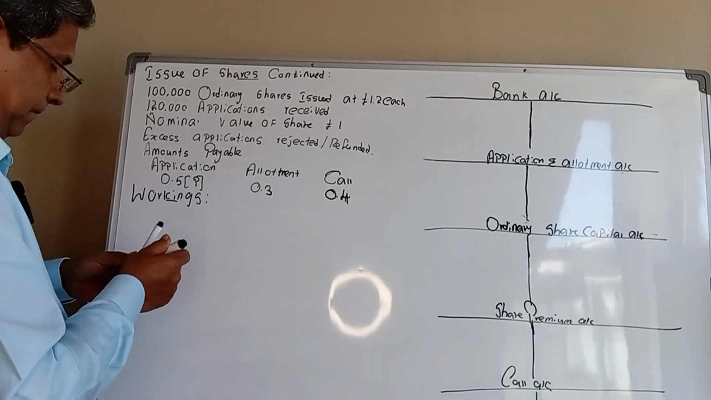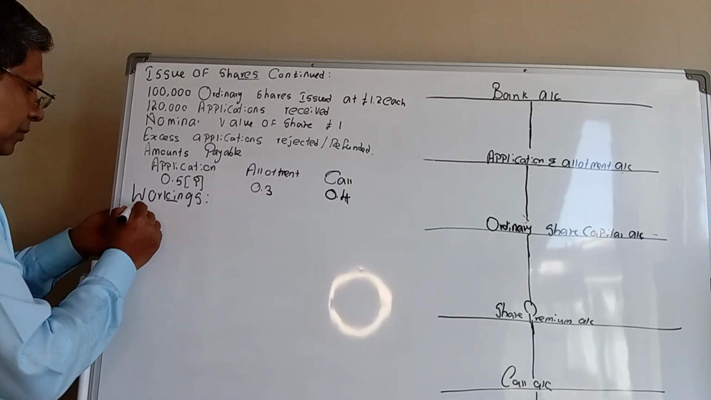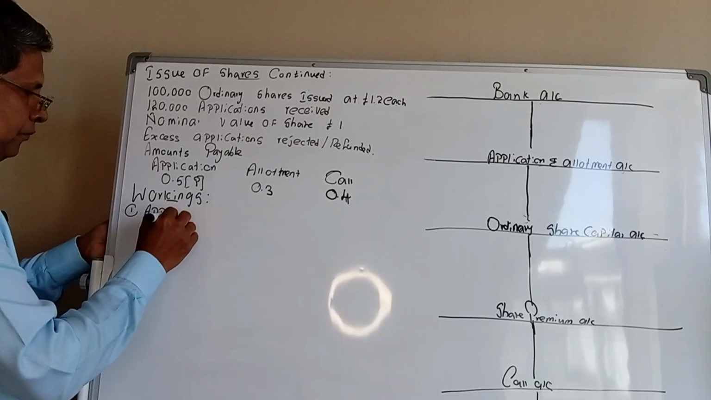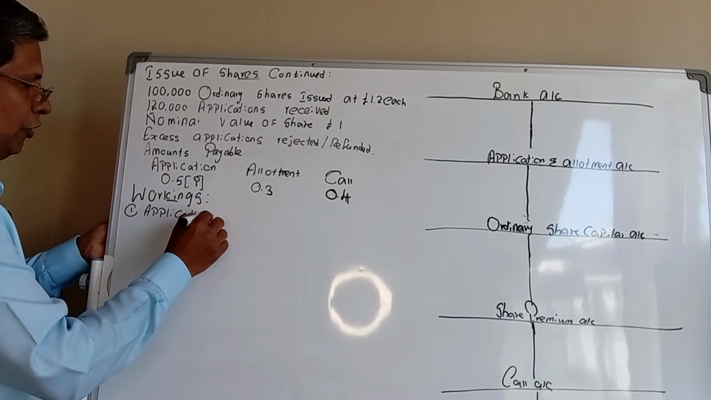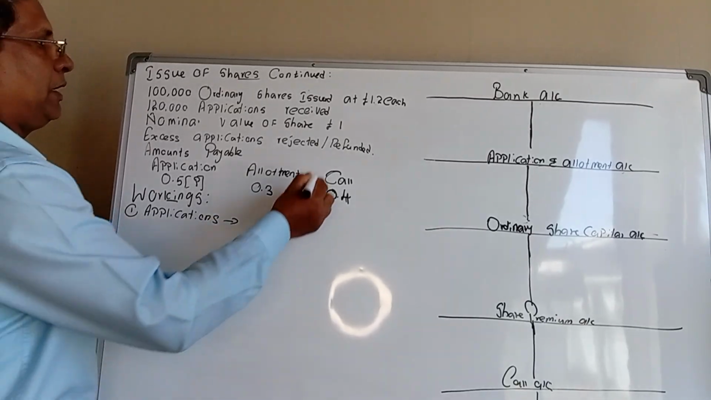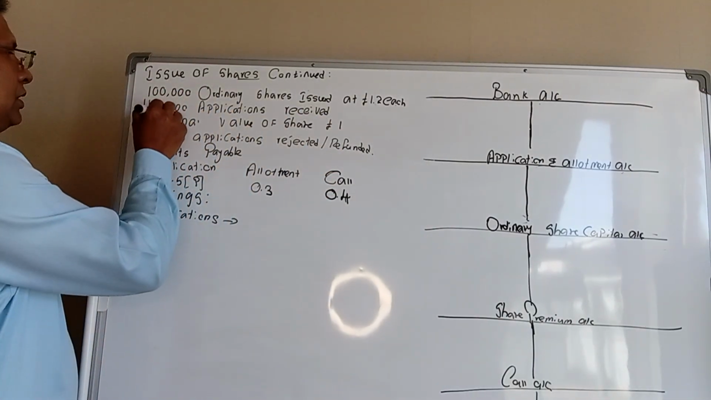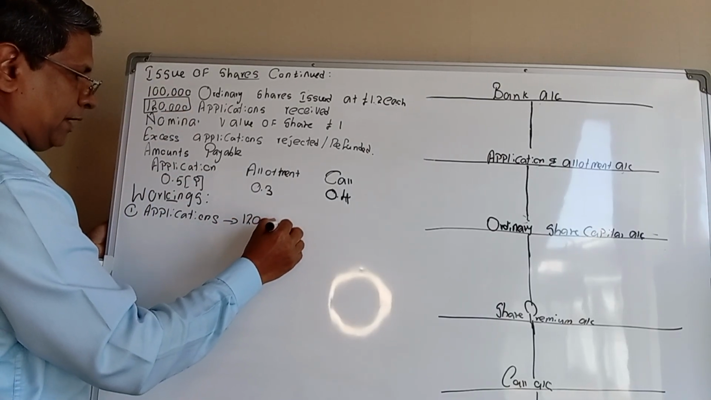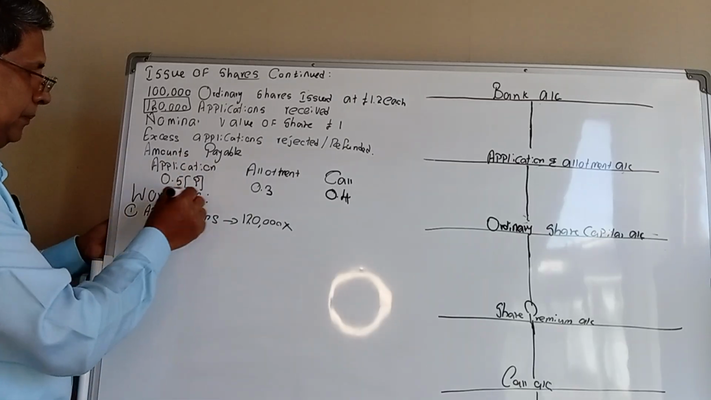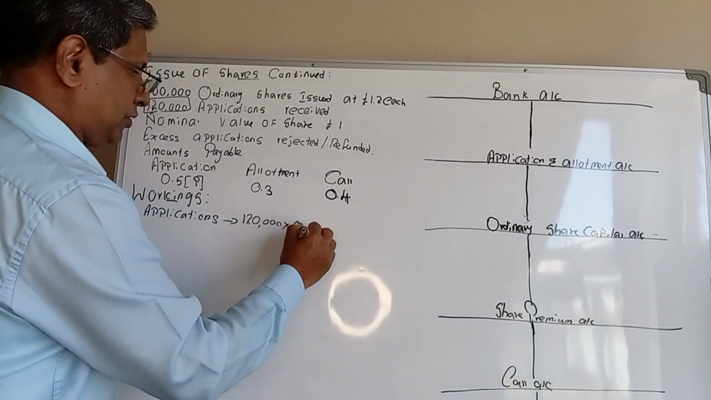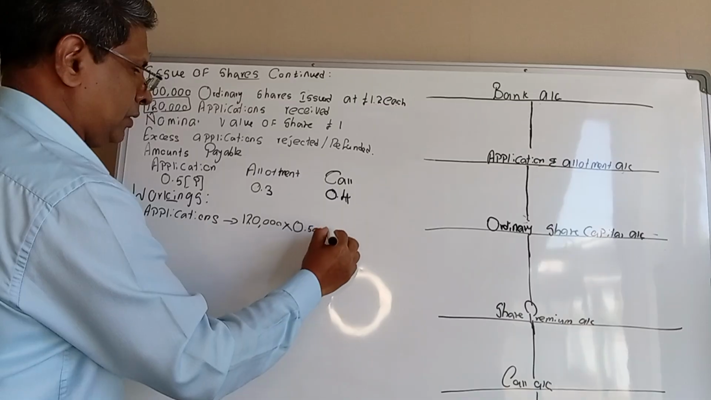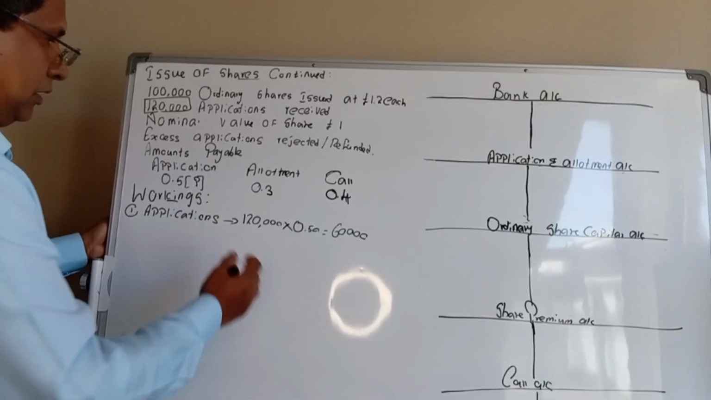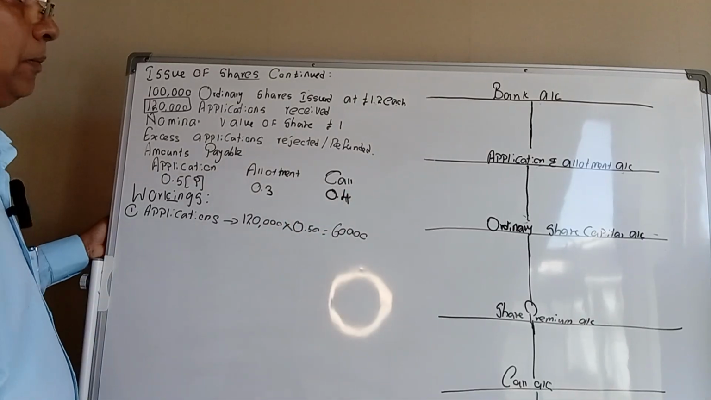So we'll first see how much money we got on applications. How do we look at this? Number of applications, 120,000. I will take the number of applications and multiply that by the application money, which is 0.50. So that will be 60,000. Applications into 0.5, that will be the application money.